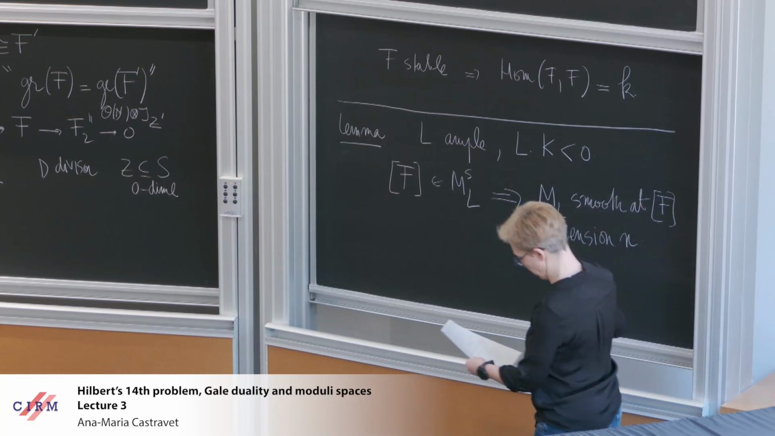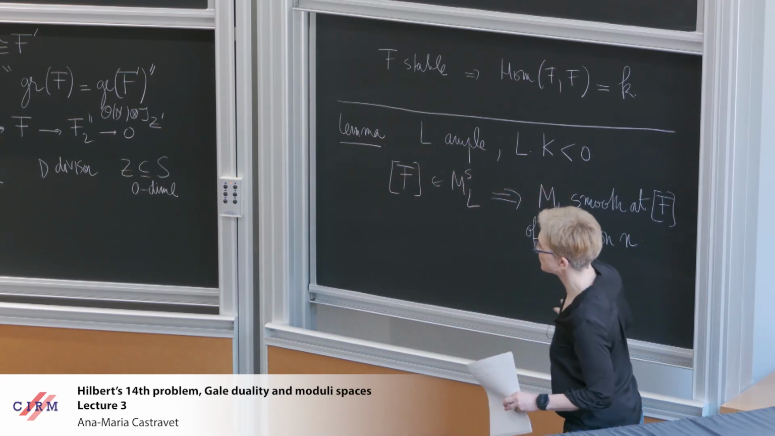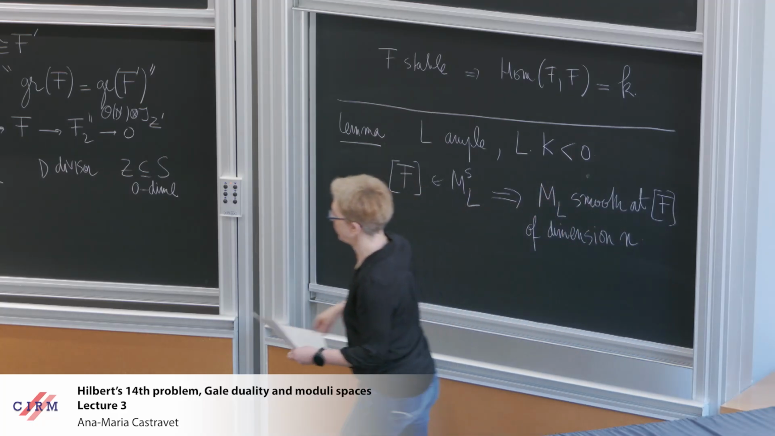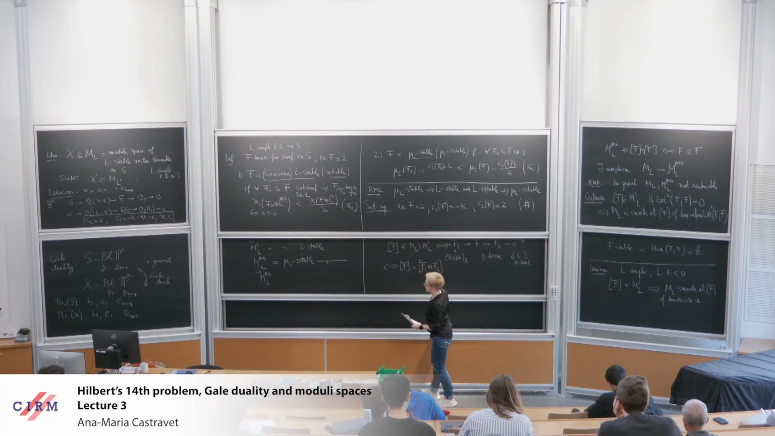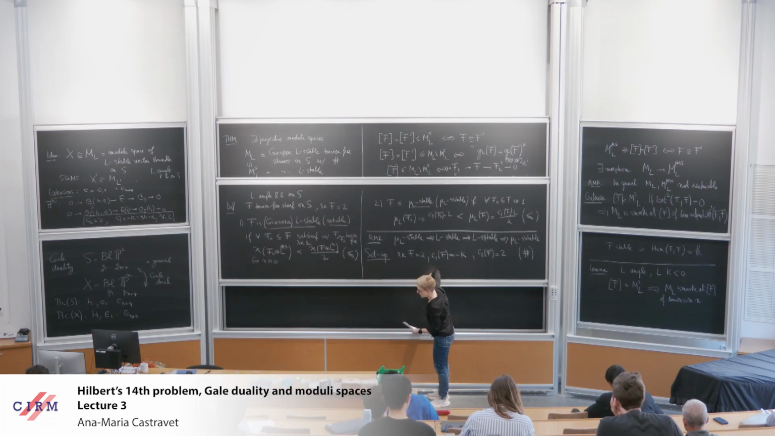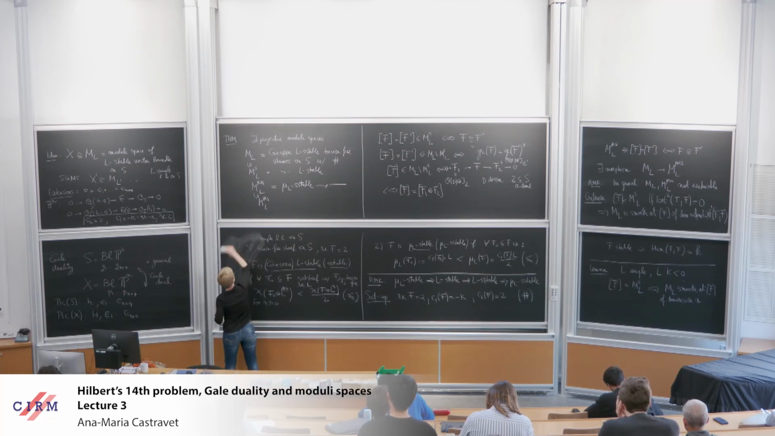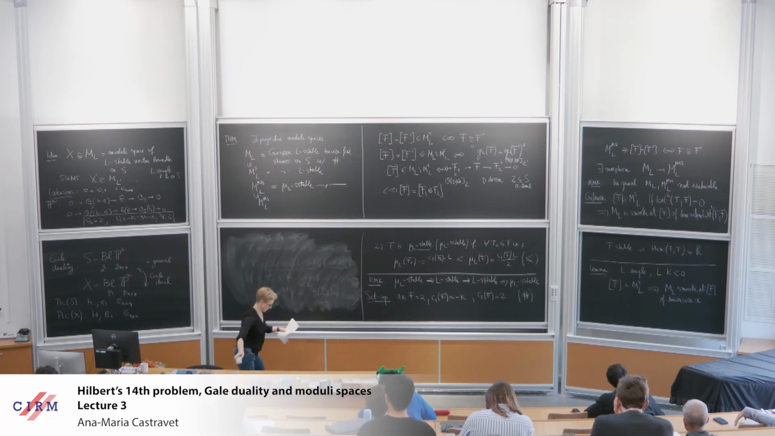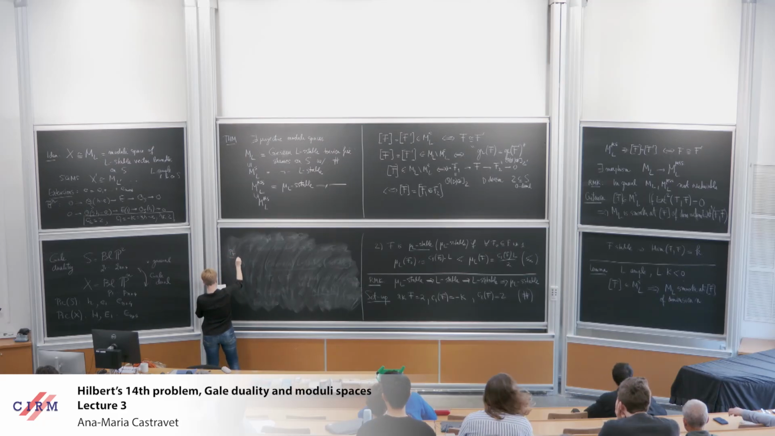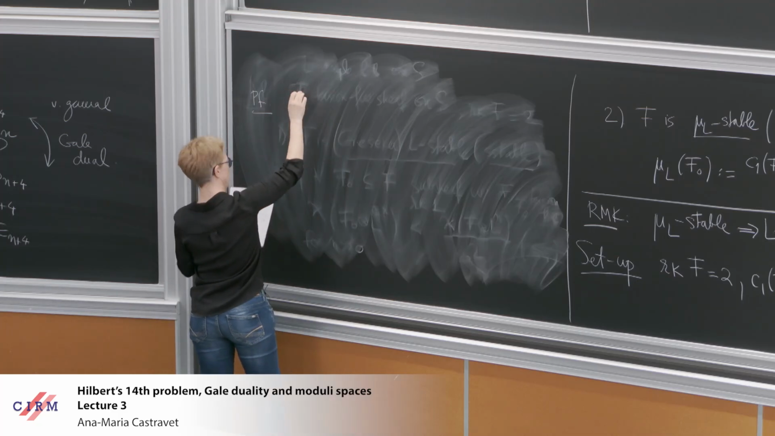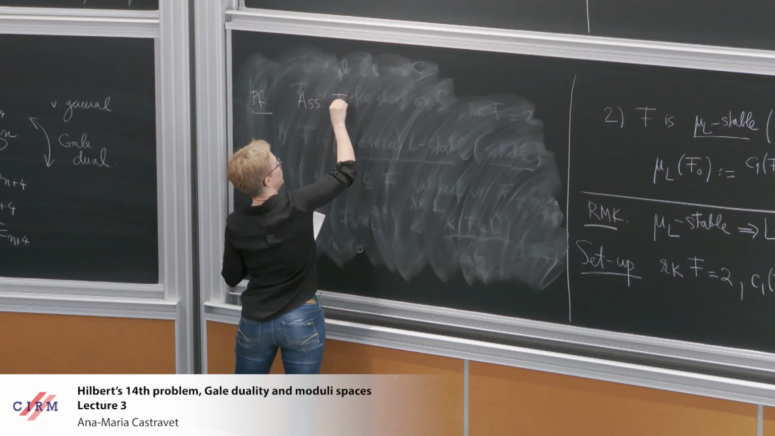Okay, so this is a simple calculation. So let me just do it, maybe just to get a sense of what goes in these kind of calculations and where does this condition come in. Okay, so proof. So let me assume for simplicity that F is a vector bundle. It can be done without, but okay. Assume F is a vector bundle.